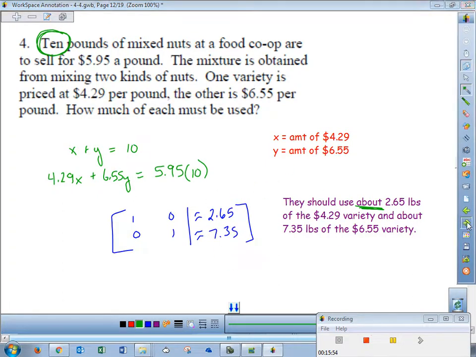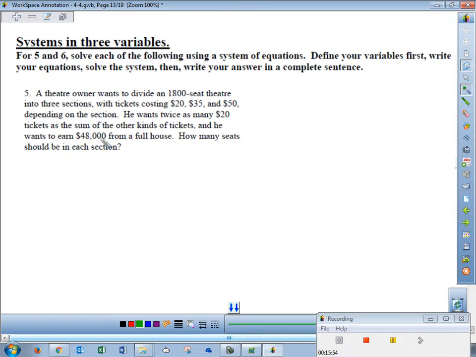Okay, those were all in 2 variables. Now let's do some in 3 variables. Same situation. Define variables, write your equations, use the matrix, and then write in a complete sentence. So let's dive in.